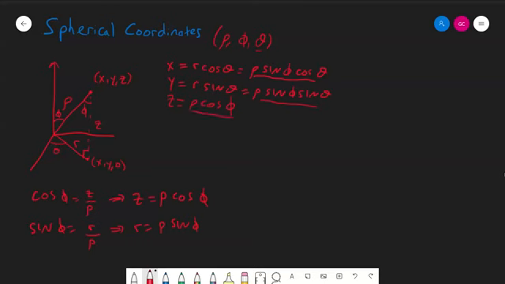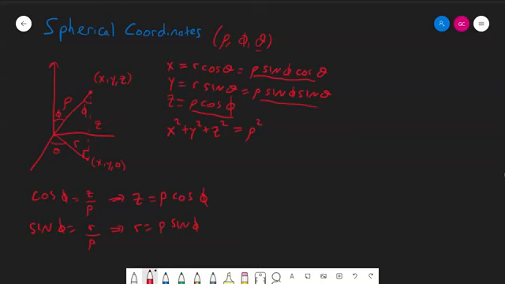So these are the equations that let you convert from rectangular coordinates x, y, z to spherical coordinates in terms of rho, phi, and theta. And it's worth adding at least one more equation to this list, which is that since rho is the distance from the origin to the point x, y, z, that means that x squared plus y squared plus z squared is equal to rho squared.